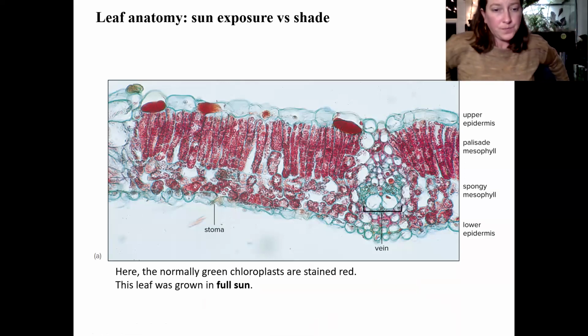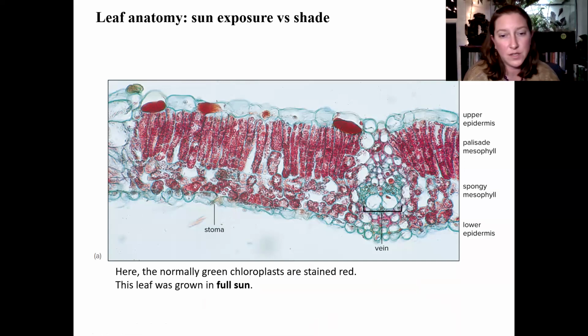This here is a leaf that was, oh, and I should mention that for this slide, the normally green chloroplasts have been stained red. So when you see red here, just picture green. And if you have a certain type of color blindness, it might not even matter. That's why it's always tricky to pick colors for these slides. But here we see a bunch of chloroplasts that are stained red, and this leaf was grown in the full sun.